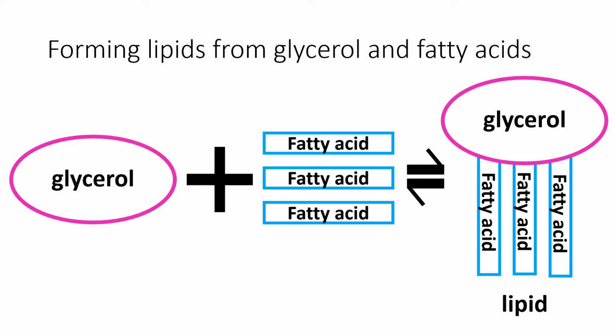The next thing you need to know about in terms of metabolism is how lipids are formed. And lipids are made up of glycerol and 3 fatty acid molecules. So to make a lipid, you need a glycerol and 3 fatty acids, and if you break a lipid up, it is broken up into a glycerol molecule and 3 fatty acids.